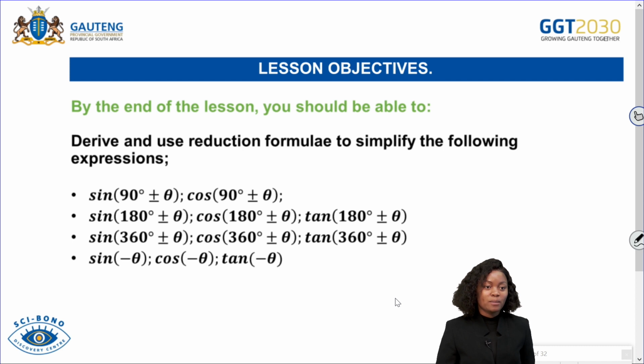Sine of 90 plus or minus theta, cos of 90 plus or minus theta, sine of 180 degrees plus or minus theta, cos of 180 degrees plus or minus theta, and tan of 180 degrees plus or minus theta. Sine of 360 plus or minus theta, cos of 360 degrees plus or minus theta, tan of 360 degrees plus or minus theta. And you should be able to derive the negative angles, which is sine of negative theta, cos of negative theta, and also tan of negative theta.